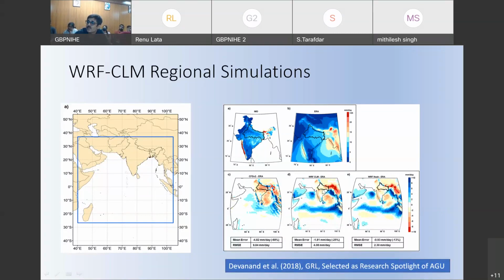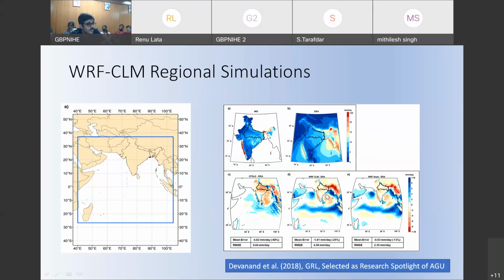And when we run it, what we have found is that when we improve the land representation over the Gangetic Basin, you can see there is a sudden drop in the bias. Earlier the mean error was 68%, which is reduced to 25%. This is with the Community Land Model.